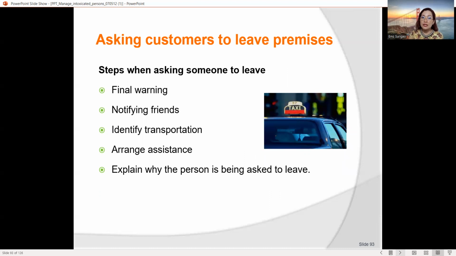Steps when asking someone to leave. First, final warning. Second, notifying friends. Third, identify transportation. Then fourth, arrange assistance if that person can't drive anymore. Explain why the person is being asked to leave. Okay, you need to explain if they broke some of the rules and policy of the establishment.